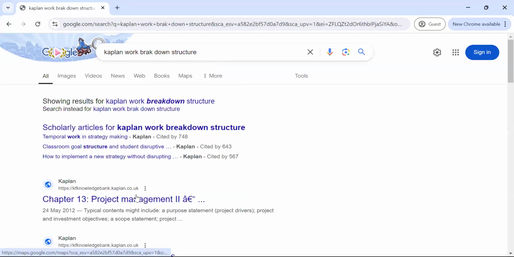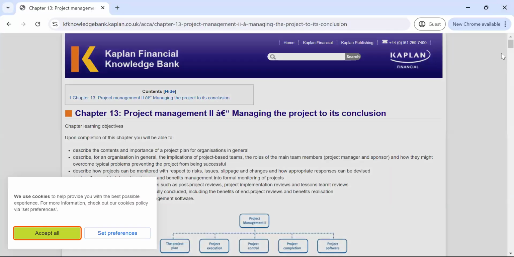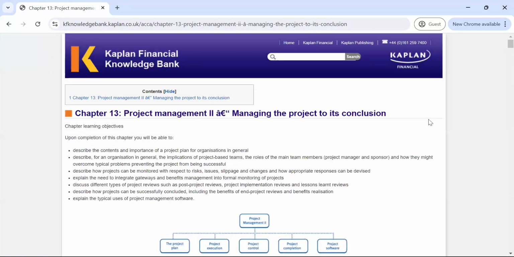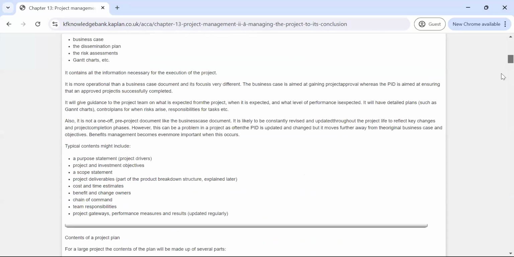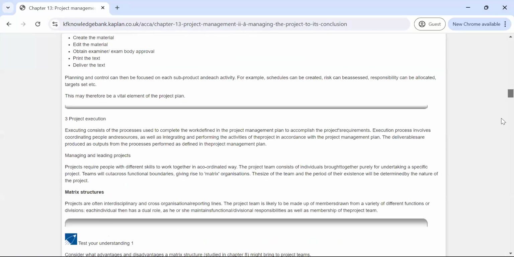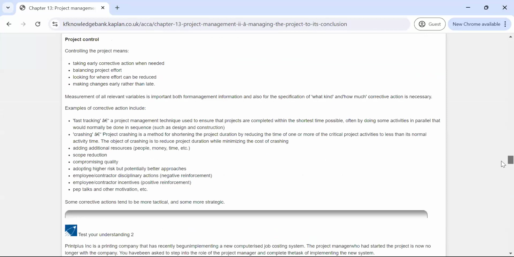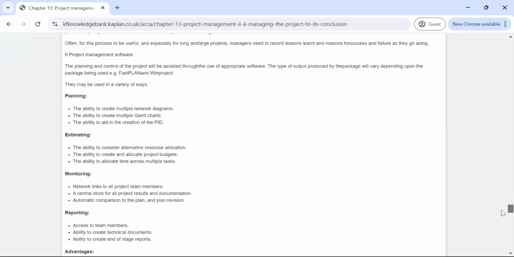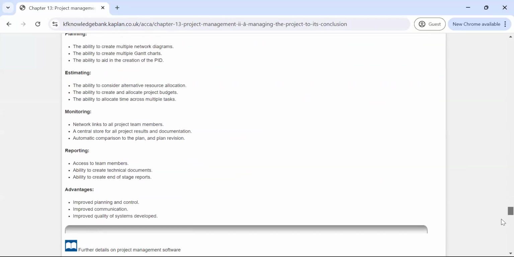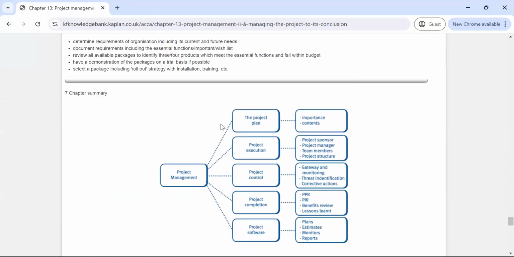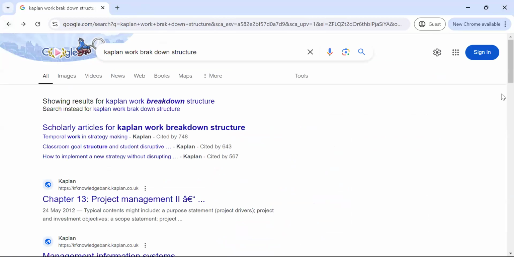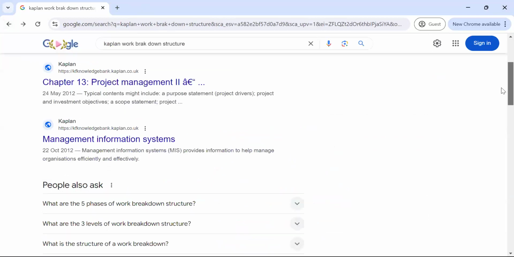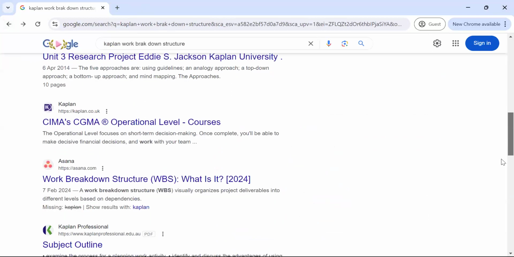So we have the project management chapters in Kaplan, and within that you've been given the work breakdown structure. That's quite good to explore and look around there. Planning, estimating, how we can structure the project. So that's quite good to explore. If you have any question, please ask.